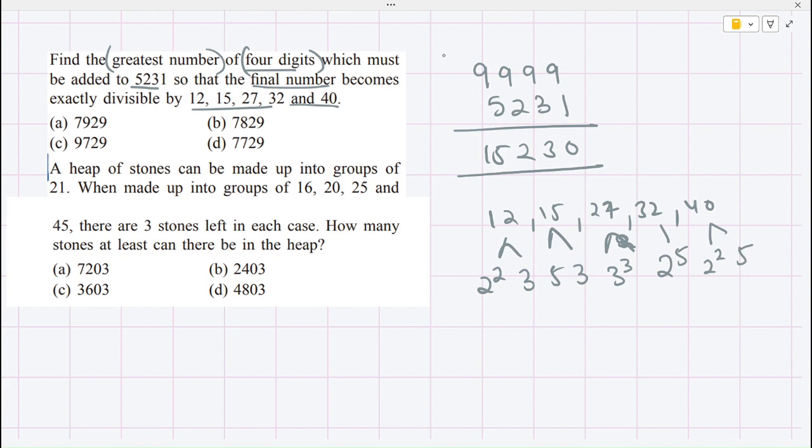So we can write it in this form. Okay, this is not the case here. This will become 2 raised to the power 3, like 8 5 is 40.